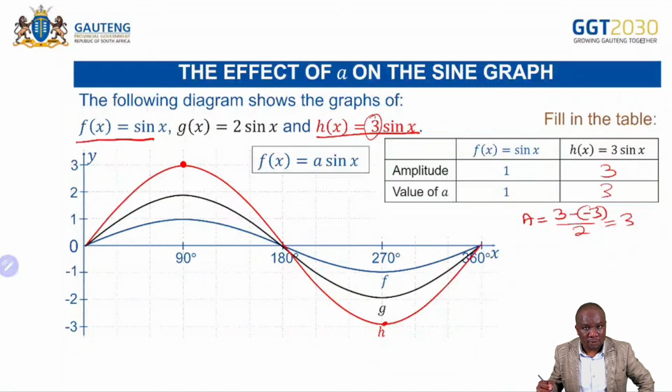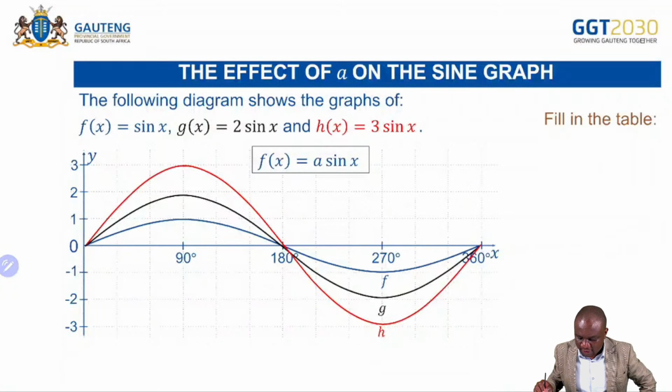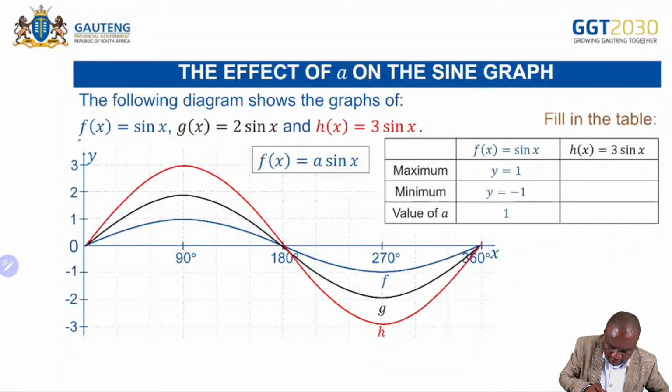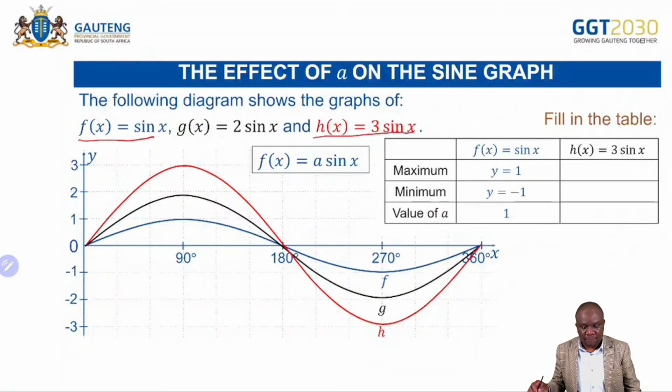Let's move on to the next one. Again, I'm going to give you some time, but for this one, I'll give you 1 minute. Right? 1 minute. Fill in the table. We are comparing f of x and h of x. What is the maximum for h of x? What is the minimum for h of x? Let's do that. 1 minute.